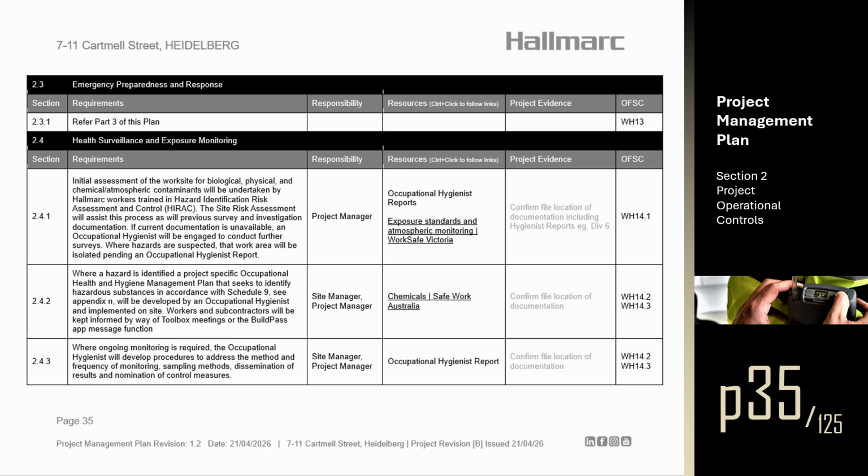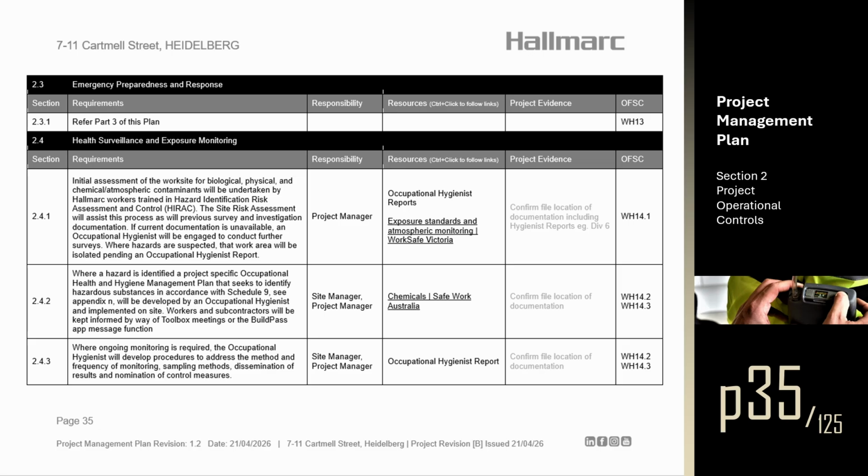Section 2.4.2. Where a hazard is identified, a project-specific occupational health and hygiene management plan that seeks to identify hazardous substances in accordance with Schedule 9, see Appendix N, will be developed by an occupational hygienist and implemented on site. Workers and subcontractors will be kept informed by way of toolbox meetings or the BuildPass app message function.